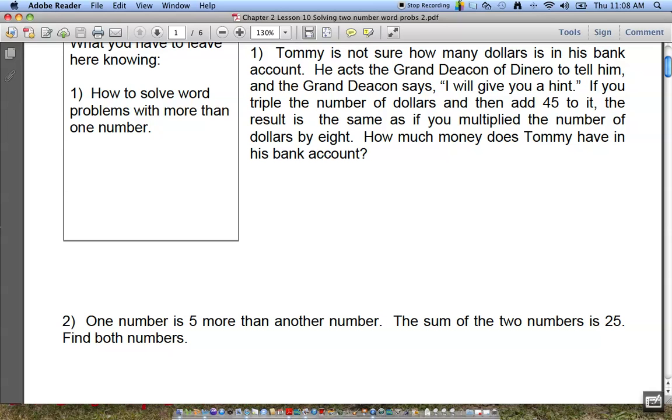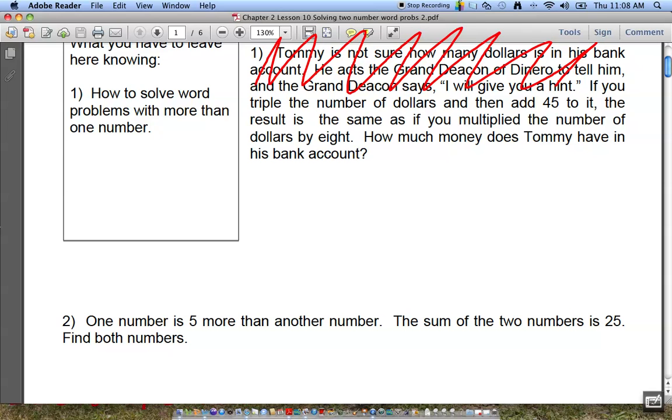All right, does anybody care that there's a Grand Deacon of Dinero in this problem? No, neither should I. It's nice to know that he will give us a hint, but it's completely irrelevant. So the first thing I do is artistically kill all of that. Now we get to the heart of the matter.